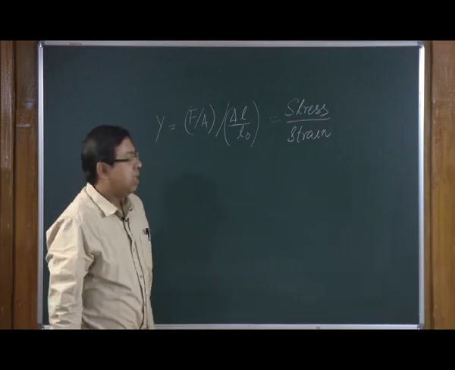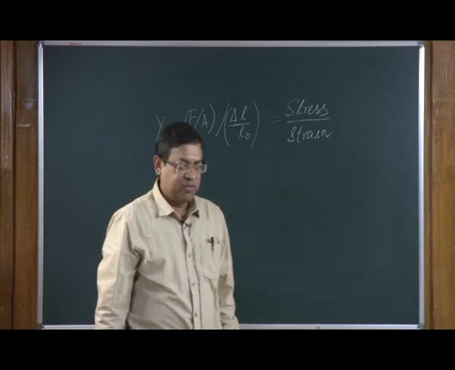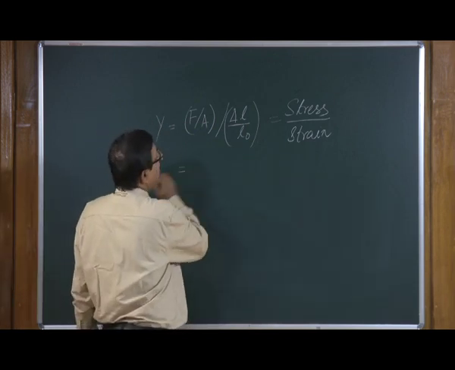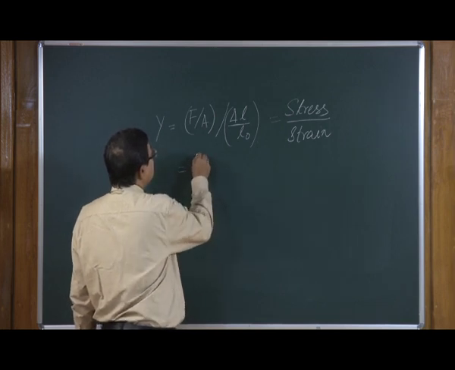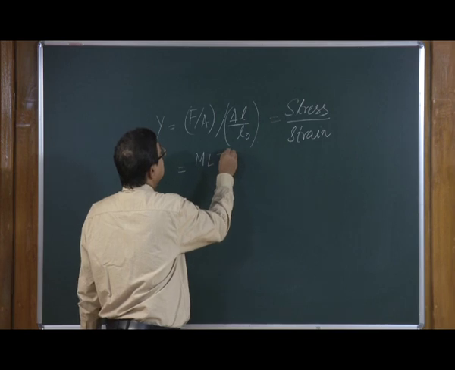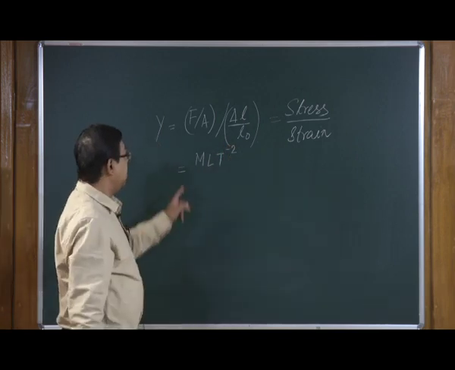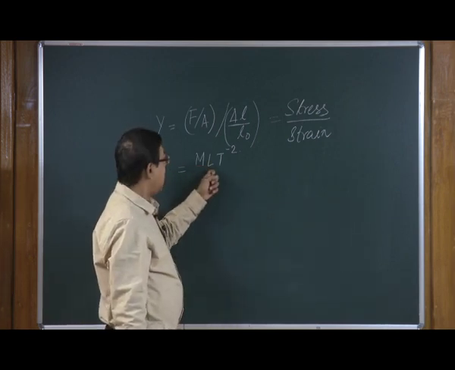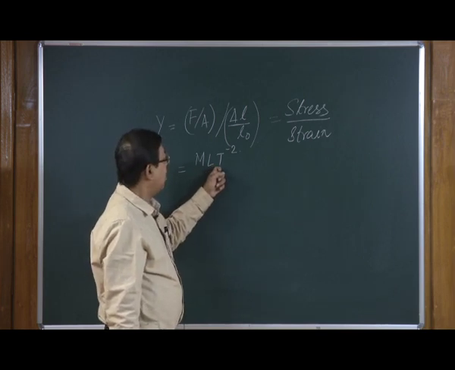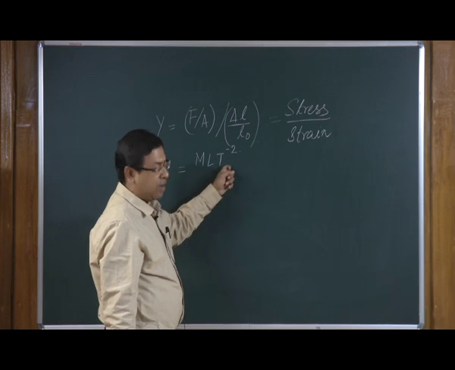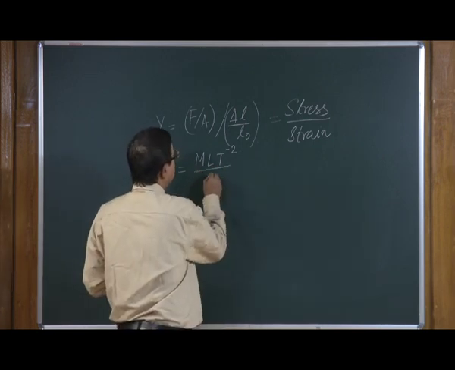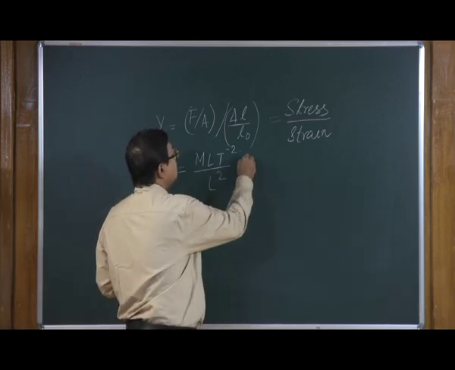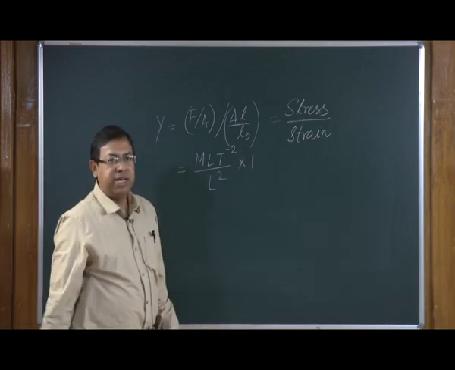And just to remind you that this stress could be compressive stress or it could be tensile stress. So, in any case, you have the stress, which is the force over area given by M L T to the power minus 2. The reason being that the force is always written as a mass into the acceleration. So, this is mass and this is the acceleration, which is distance divided by time square or velocity divided by time. And A, which is the area of cross section, goes as L square, and the strain is dimensionless. So, I am just simply writing a 1 there.